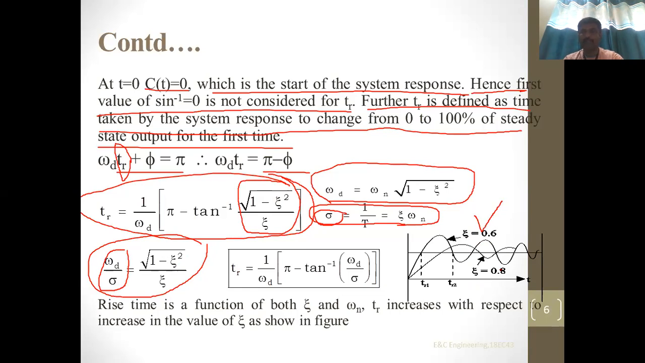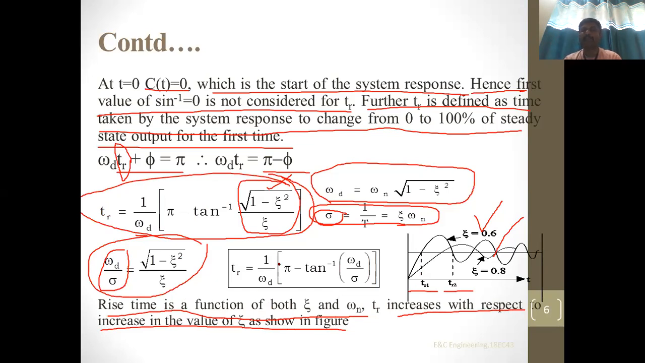Is it okay? And this is the response output for different values of xi. This is for xi is equal to 0.6. This is for xi is equal to 0.8. TR1 first rise time, second rise time. Basically, rise time is a function of both sigma and omega n. From this expression, it is clear that rise time is proportional to sigma and also omega n. That means when xi increases, rise time also increases, as shown in the figure. Is it okay?